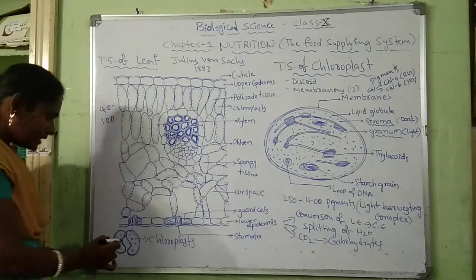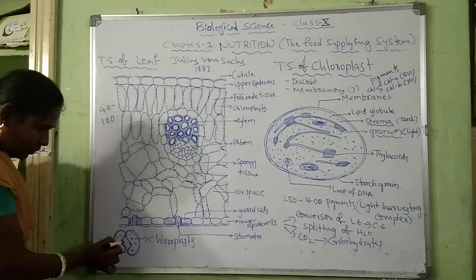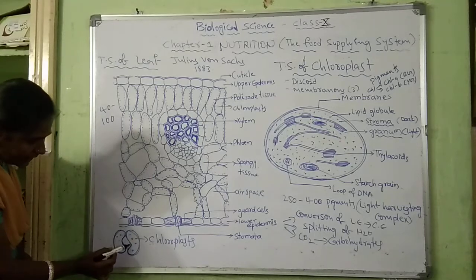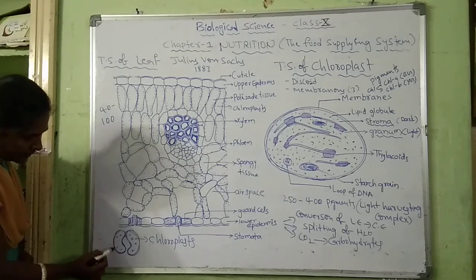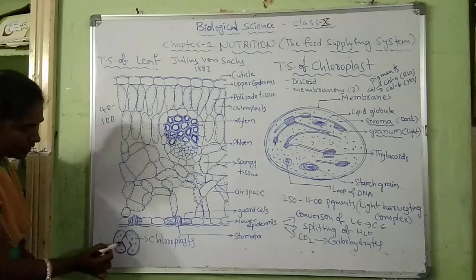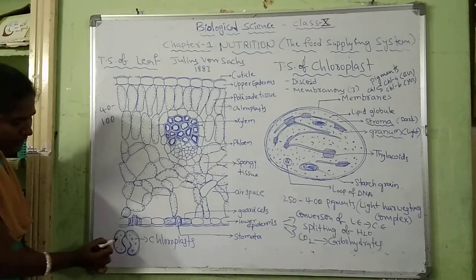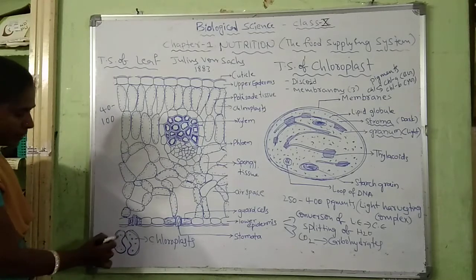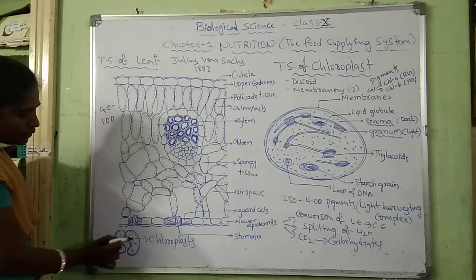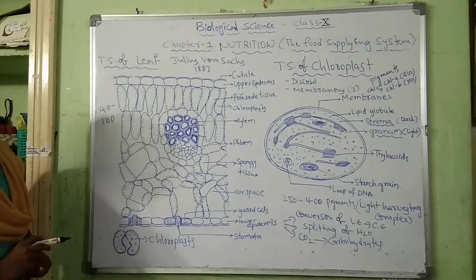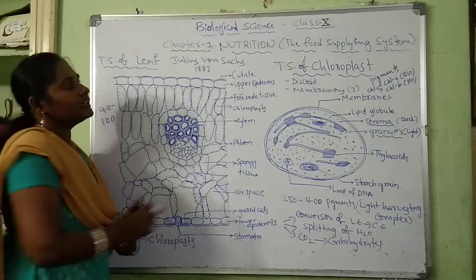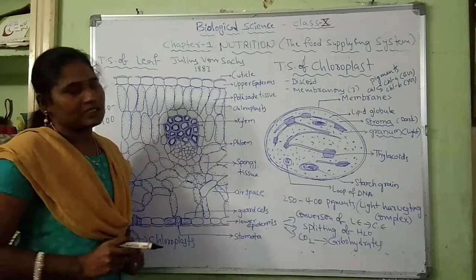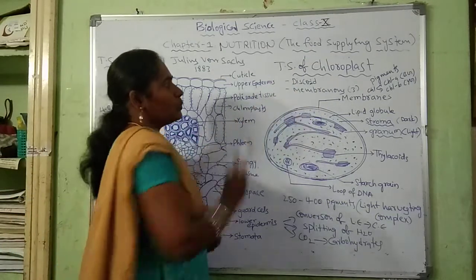So here this is the stomata. This stomatal aperture is surrounded by two guard cells. These two guard cells are bean-shaped structures. There are so many chloroplasts present in those two guard cells. Now we will see the TS of the chloroplast, the transverse section of the chloroplast.